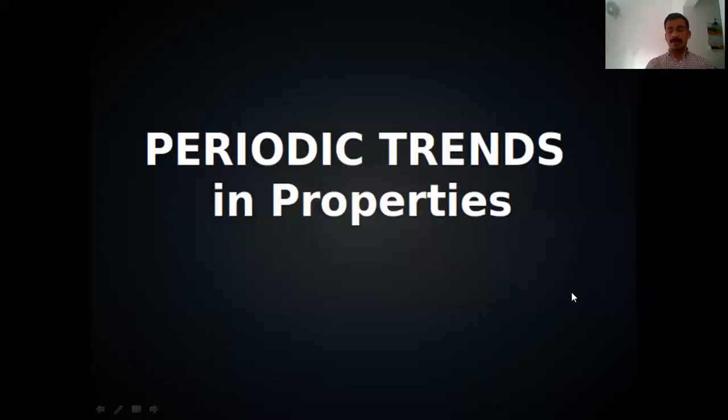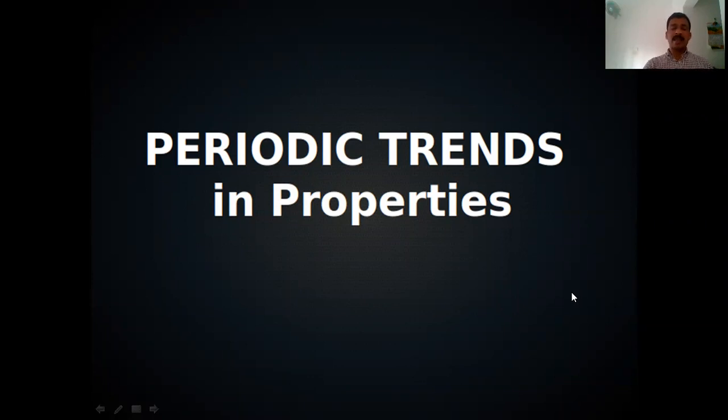Properties. Today, our topic is periodic trends in properties. In the periodic table, as we move from left to right, or as we move from top to bottom in a group, we can see the properties are varying regularly. There is a gradual variation in the properties. So we can study these variations by taking some atomic properties as example.